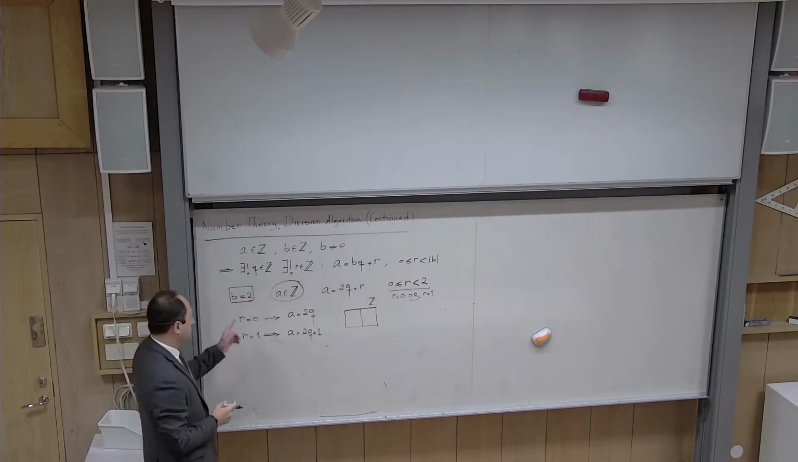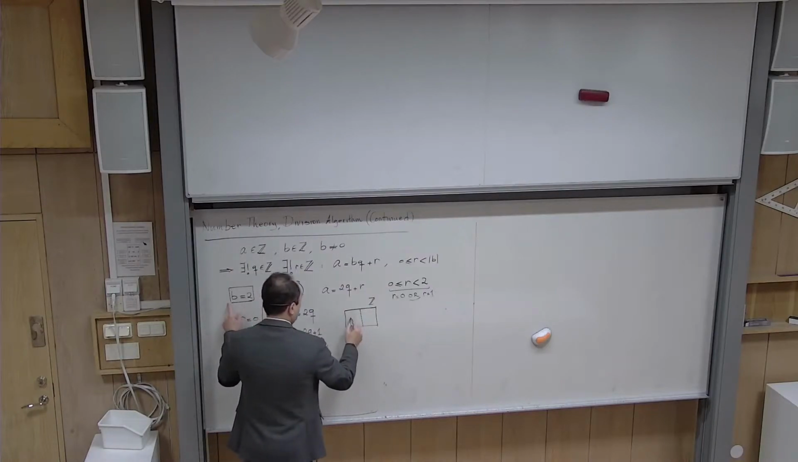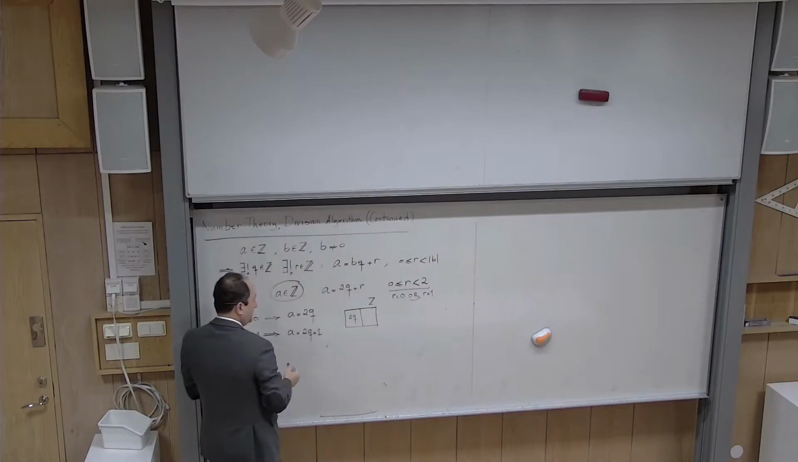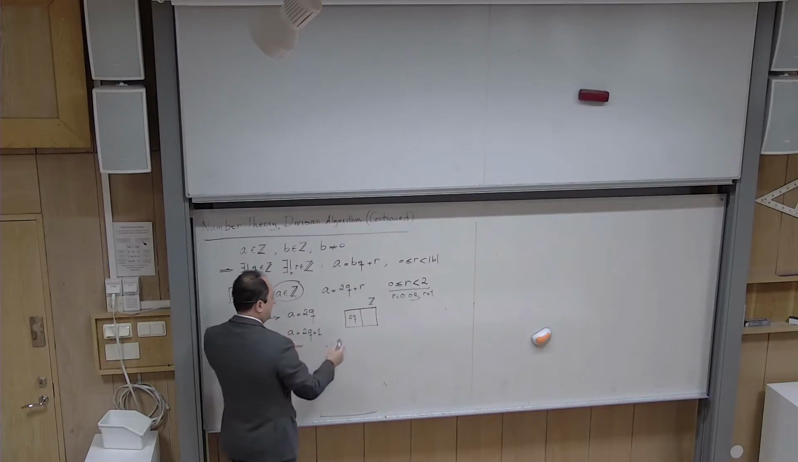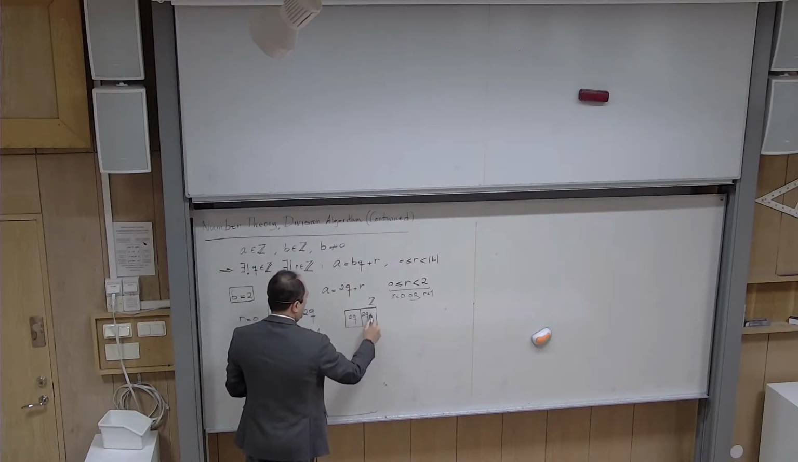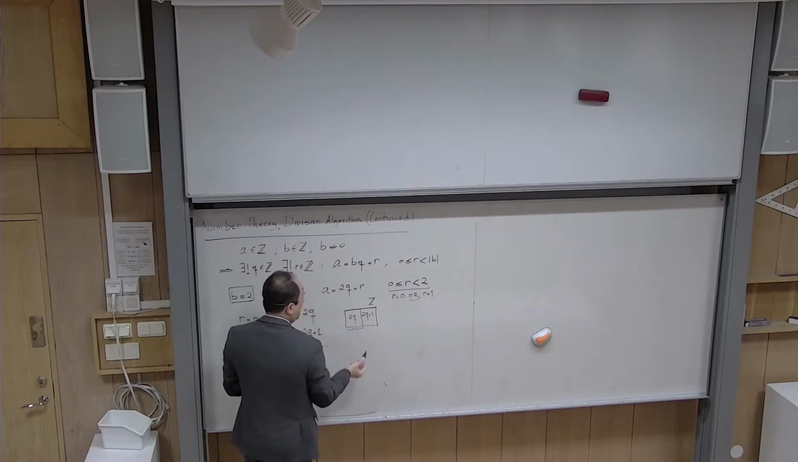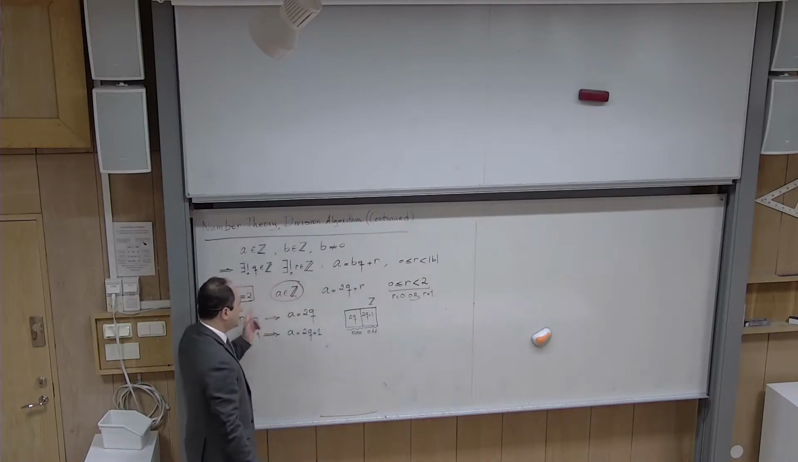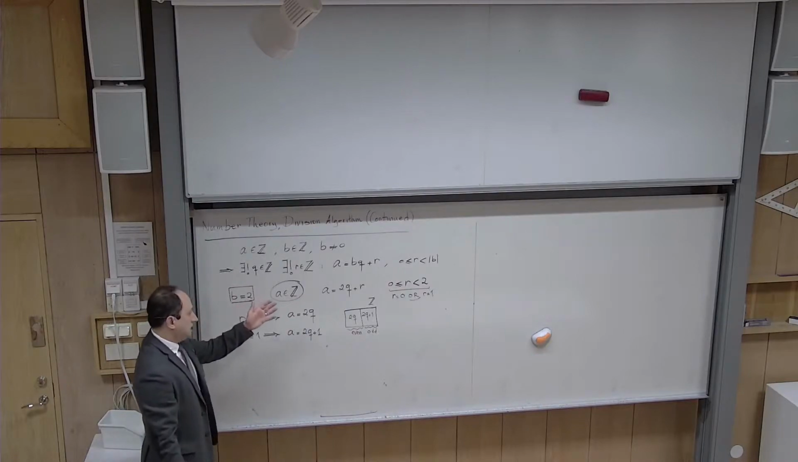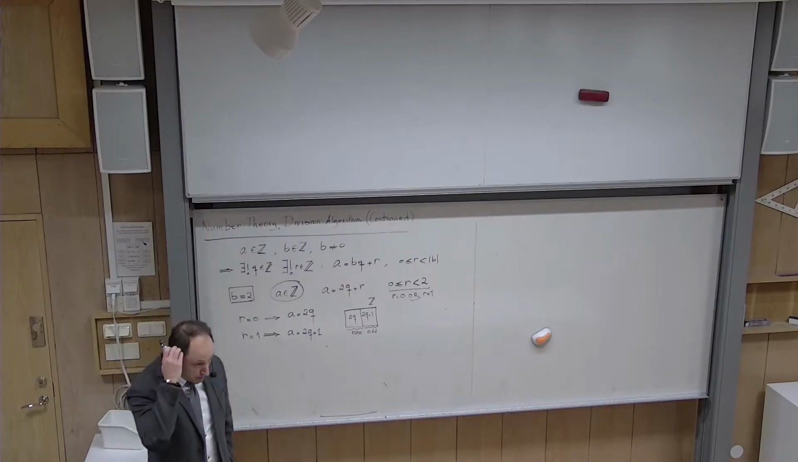So if you want a visualization, this part is viewed as 2q. It means that the numbers in one of these parts are 2q's, and the other ones are 2q plus 1's. Okay, so there is a name for it. This group we call even, this group we call odd. Yes. So this means that any number in Z is either even or odd. Yes, as simple as that.